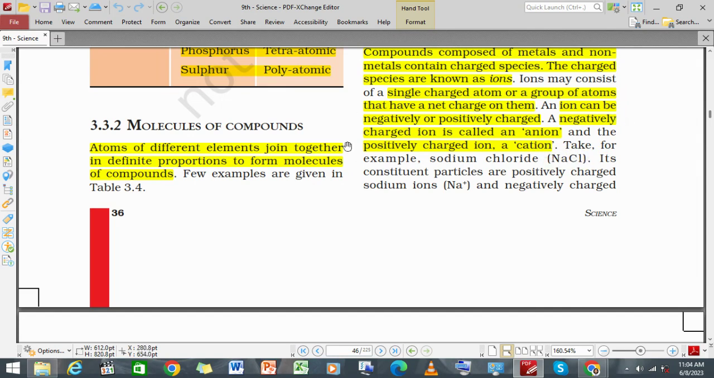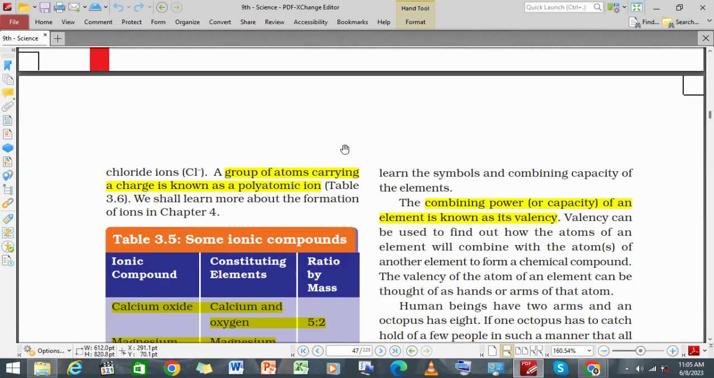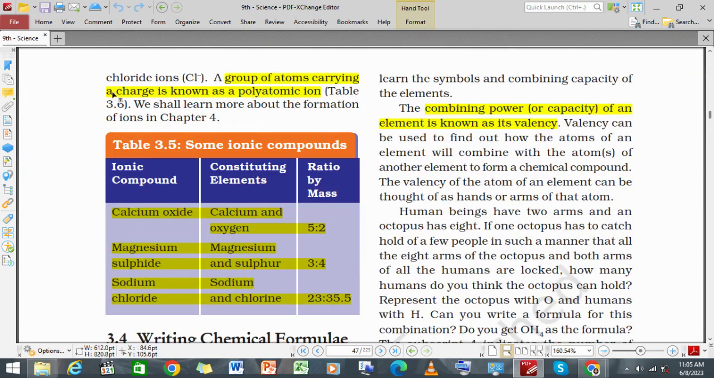So how can we remember it? Let's take my name, Ayush. Ayush is negative. So you can remember it by remembering that Ayush is negative. Hence, anion: A for Ayush, A for anion, both are negative. Positive: take cat. Cat is a very positive species in the eyes of the Egyptians. So cat is positive, cation is positive. Simple. A group of atoms carrying a charge is known as a polyatomic ion.